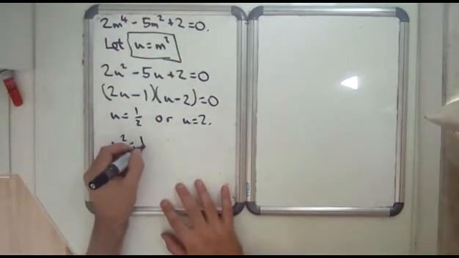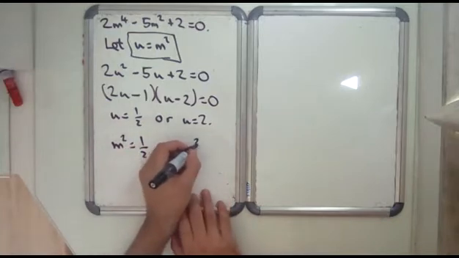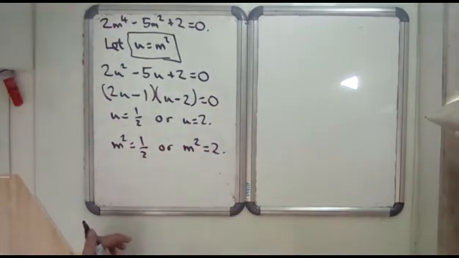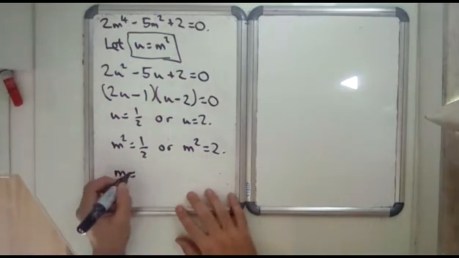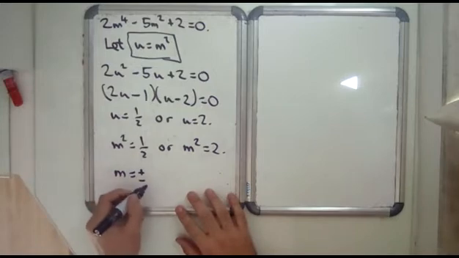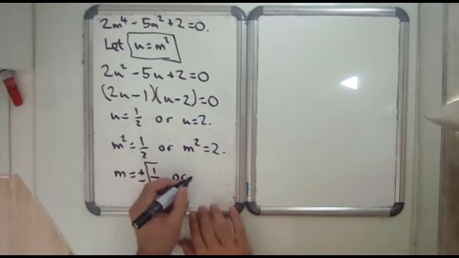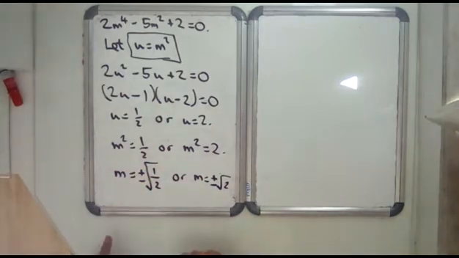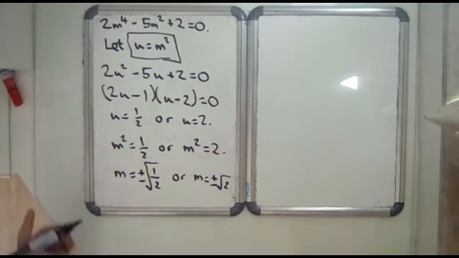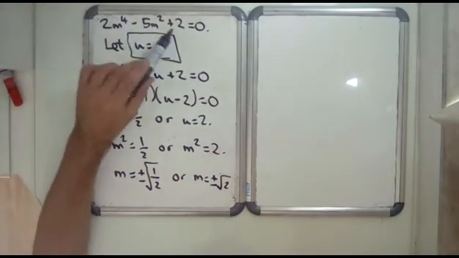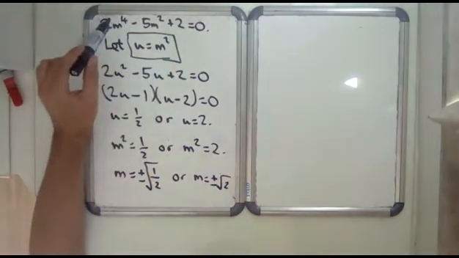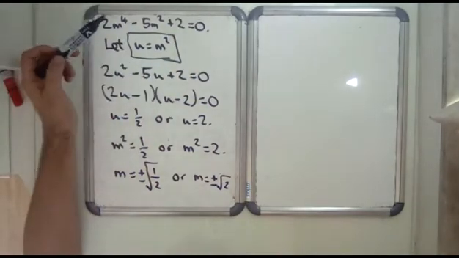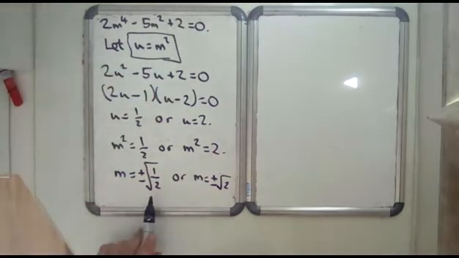So M squared equals a half, or M squared equals 2. That would mean that M equals plus or minus the square root of a half, or M equals plus or minus root 2. Now, I know what you're probably thinking: why is he suddenly doing plus or minus signs? Well, now we've got a quartic equation, degree 4, so you would expect 4 answers. An equation with degree n should have n answers. So I'm not going to get 4 answers if I only consider positive answers.